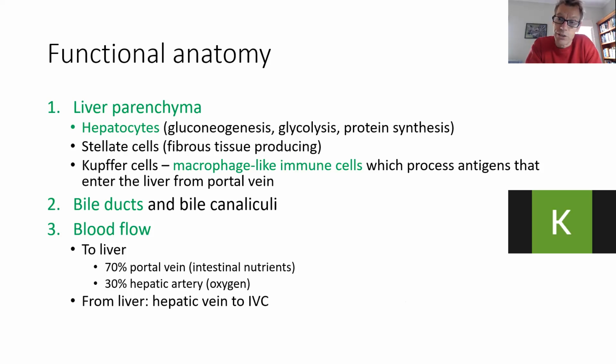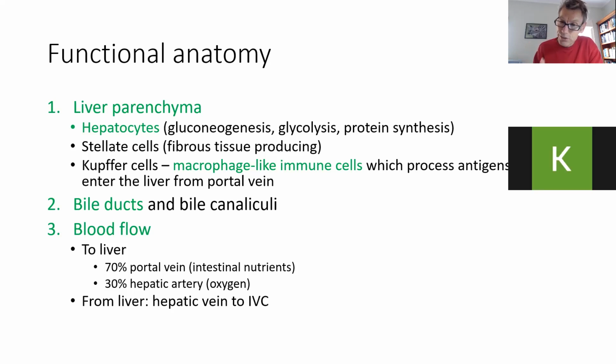And one important function is an immune function. When you don't have good liver function, then you often have a form of immunodeficiency, because the liver has a very important role in processing foreign antigens, especially those that come from the portal vein. So if we eat or ingest something, it will often be filtered off by the liver, and it may involve the immune cells called Kupffer cells, which are in the liver. So think about the liver as being mostly hepatocytes, but also stellate cells that might make fibrous tissue, and cells that have an immune function.